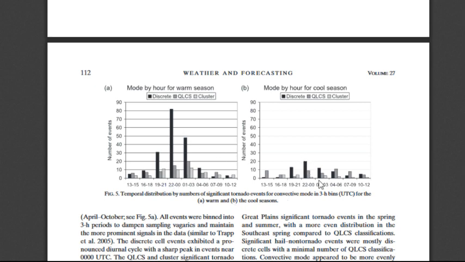However, by cool season, you can see the linear storms show a maximum around midnight. So when we get after dark there, even several hours after dark, that can be significant for tornado outbreaks there, especially in the southeastern U.S.